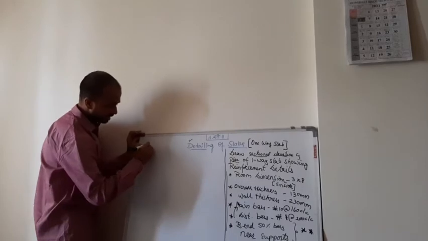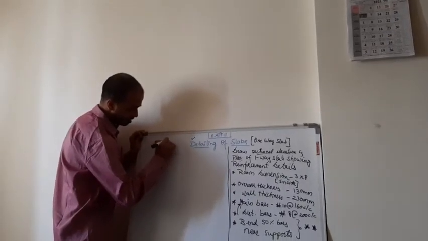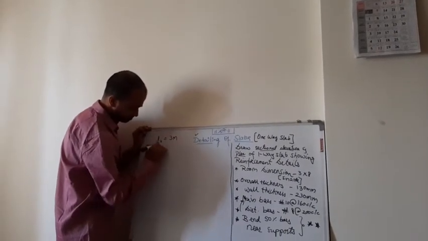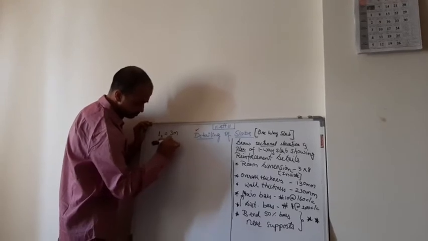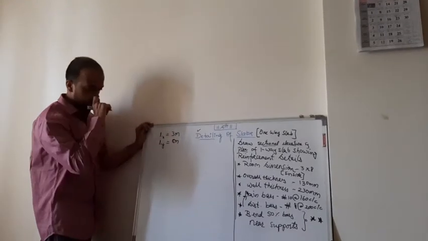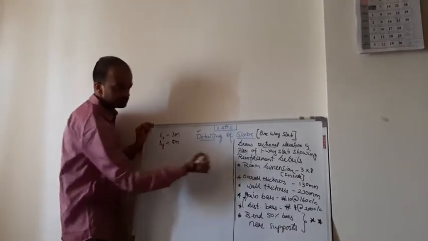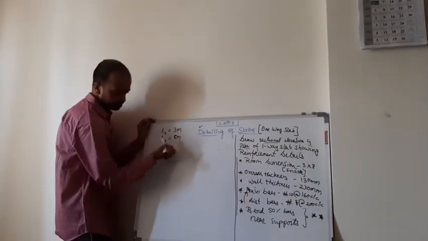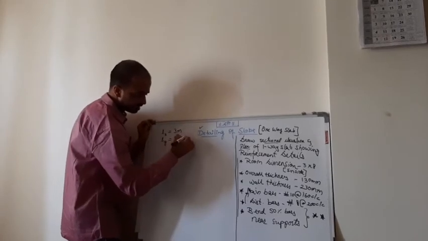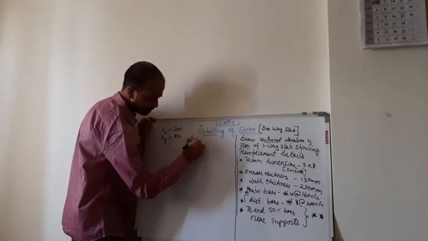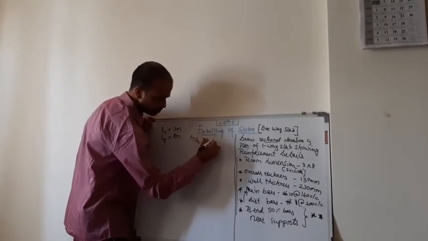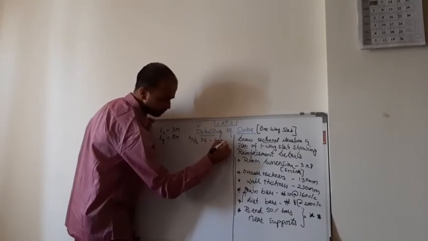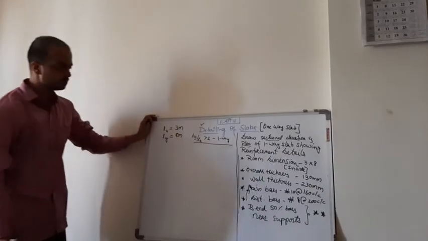Before that we shall note down the dimension. This is in-in dimension. This is length and width. So Lx is 3, Ly is 8. So Ly by Lx is greater than 2. Ly by Lx greater than 2. So it is a one-way slab. Okay, so this is what we have understood now.